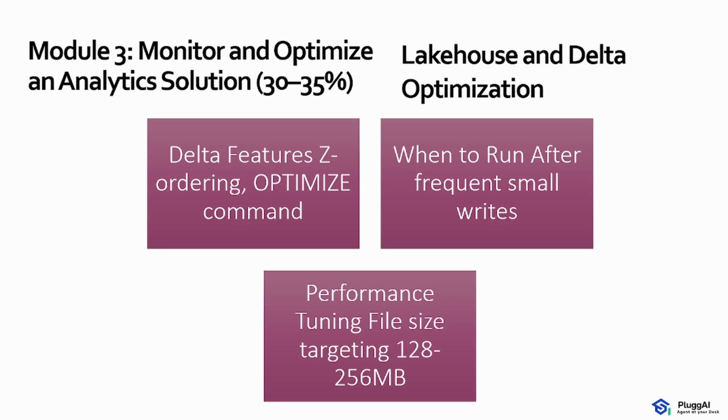Delta Lake tables should run OPTIMIZE regularly to compact small files into 128 to 256 megabyte chunks. Z-order by frequent query columns to cluster data physically, and VACUUM old versions to reclaim storage, but set retention carefully for time travel. When to run? After frequent small writes, streaming, or incremental loads. Automate via pipeline. Trap: running OPTIMIZE too often hurts writes, so schedule nightly on bronze and silver.